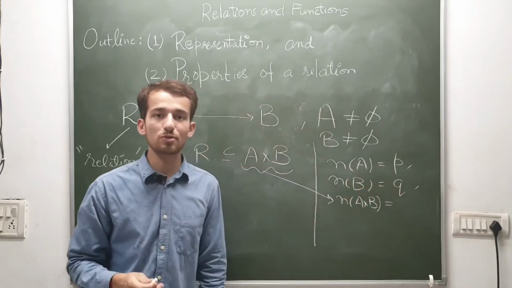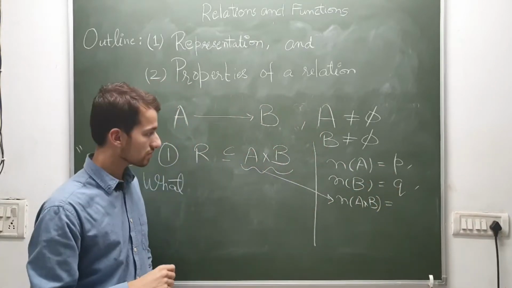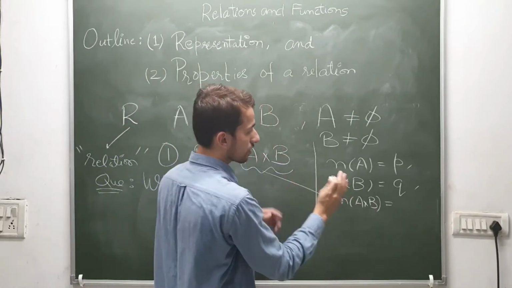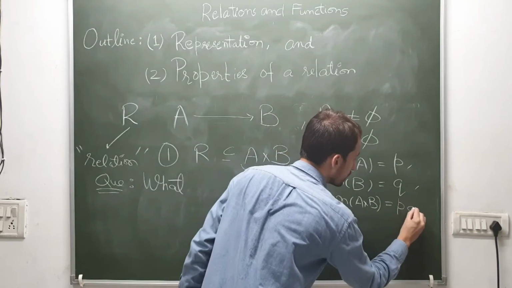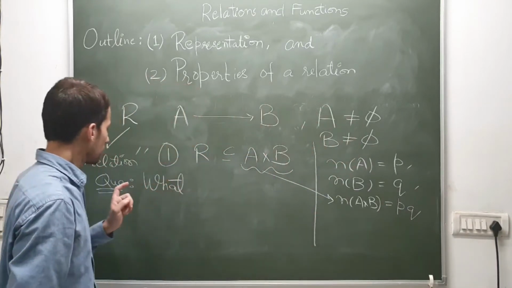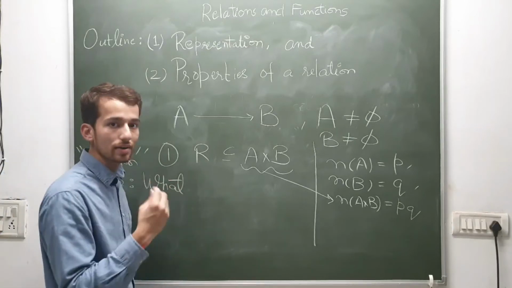I ask you to pause the video and answer it yourself first. The answer is the number of elements in A times the number of elements in B. So P times Q. These will be the number of possible elements in the Cartesian product. Now, this is a question that we want to address.